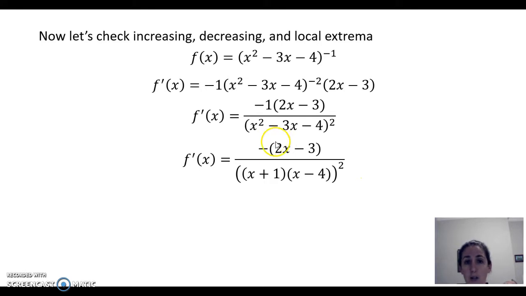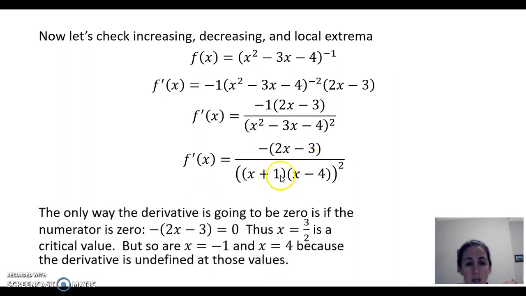So critical values are where the derivative is 0. A fraction can only be 0 if the numerator is 0 and not the denominator. So if I set the numerator equal to 0, I would get 3/2. But also where the derivative is undefined gives us critical values. Well, the function itself was not defined at 4 and not defined at -1. We had vertical asymptotes there. So if the function isn't defined, then the derivative isn't defined. So 4 and -1 are actually critical values as well. So we have 3 critical values: -1, 3/2, and 4.